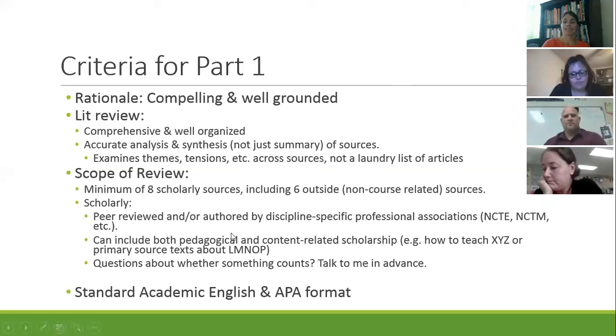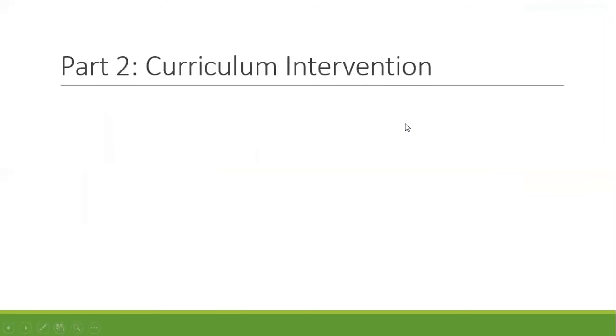All right. So I will go ahead and move forward here, but again, please don't hesitate to jump in. So part 2 is your curriculum intervention itself. Now, this is the section of your paper that's going to be much more different person to person. Pretty much everyone's going to do something similar for part 1. You're all going to have a literature review. You're all going to have a research-based rationale. But in part 2, it's going to vary significantly according to what you're actually proposing.